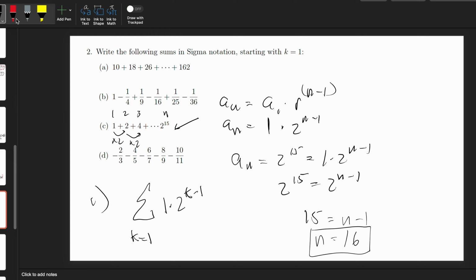So that means that the limit is 16. Sorry, I almost forgot to do that part. That would be the answer.